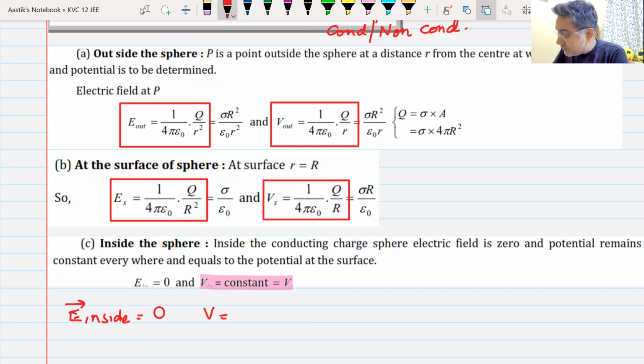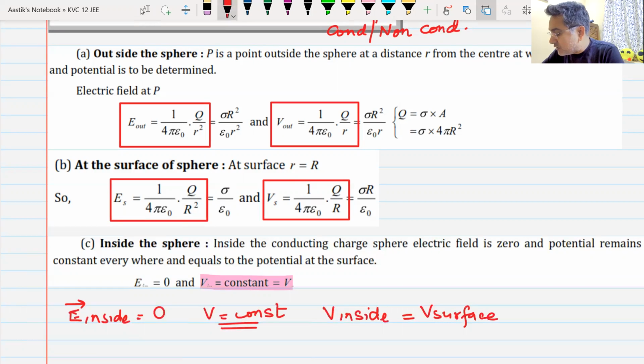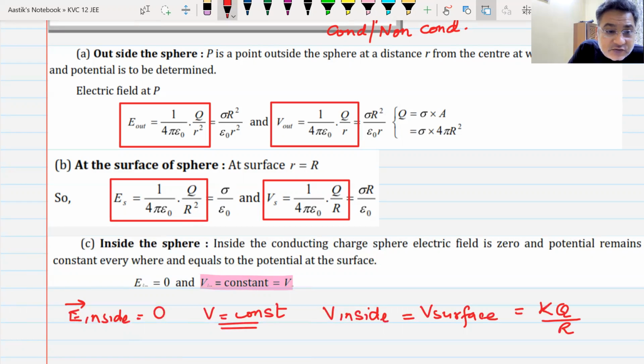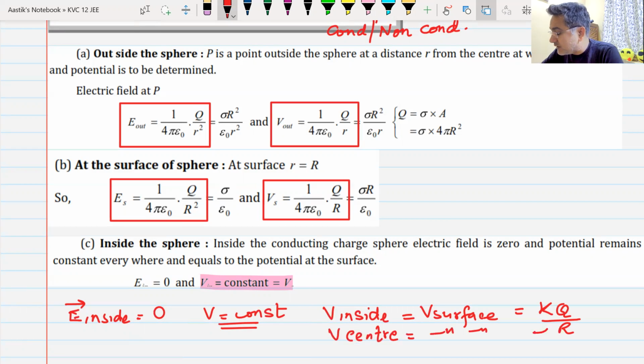So V remains constant. V is not zero, it remains constant. So remember, V at any point inside will be equal to V on the surface, and V on the surface is kq by r. So it remains an equipotential thing. Inside the sphere, everything is at the same potential. Even at the center of the sphere, the potential is the same as the surface of the sphere. Do we understand this? Yes or no?